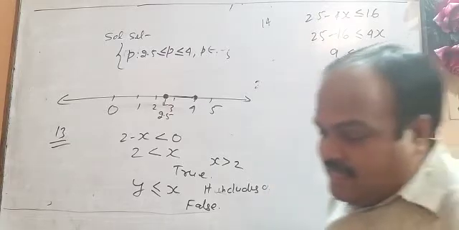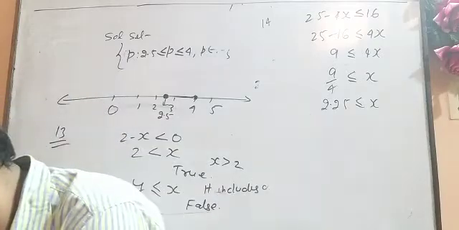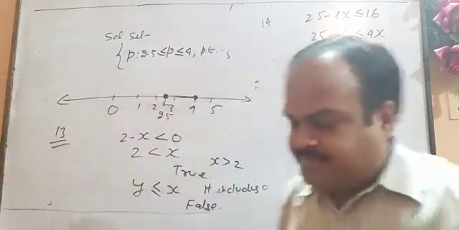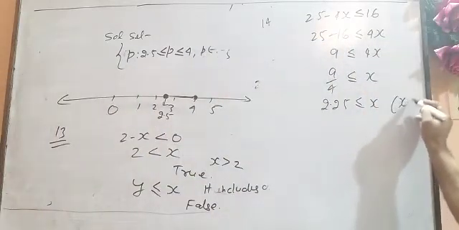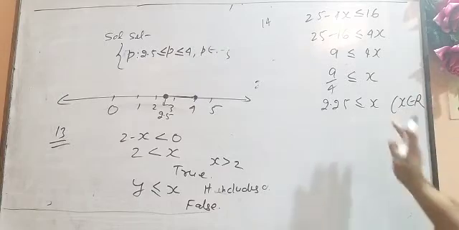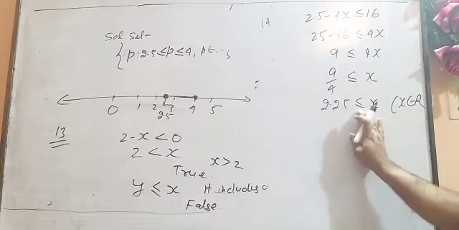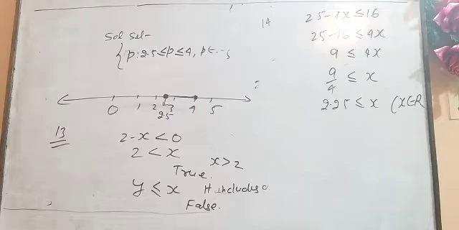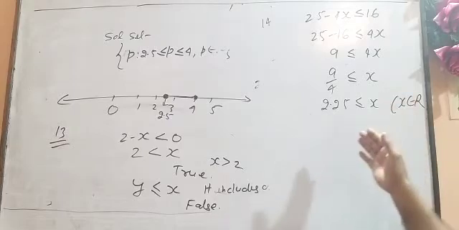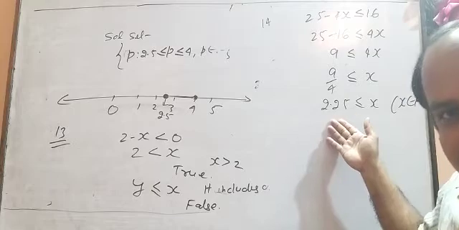So in this case, since x is a real number, x belongs to R. So x is greater than or equal to 2.25 says that x is either 2.25 or bigger than that.